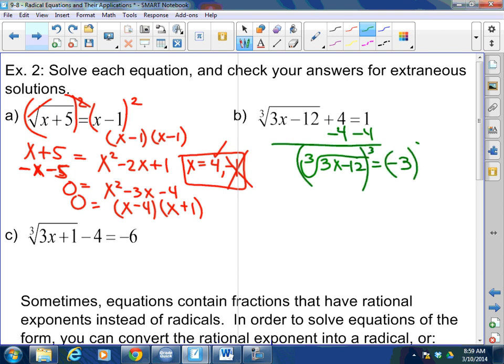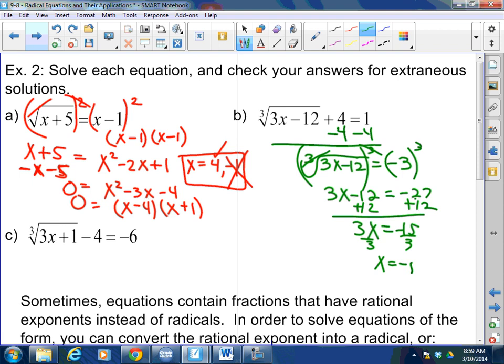You cube both sides. You don't cube root it. So I got 3x minus 12 equals negative 27. Add that 12 to both sides. Solve the equation. 3x equals negative 15. Divide by 3. X equals negative 5. Bingo.